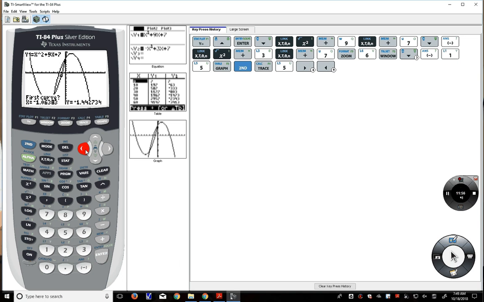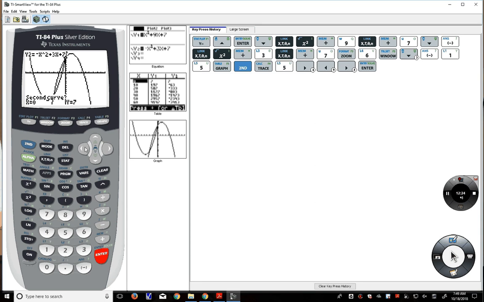Notice the calculator is asking me first curve and a question mark. So it's saying, can you please go to the place where you feel like they intersect on the first one and press enter. So I'm going to scroll along this. I'm going to find this top intersection point first, the closest point I think that it is to the intersection, and I'm going to press enter.